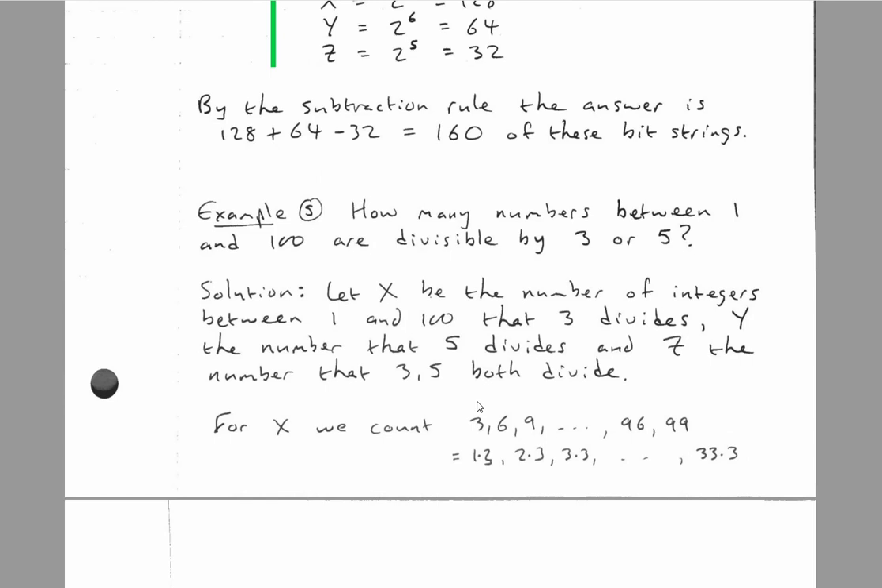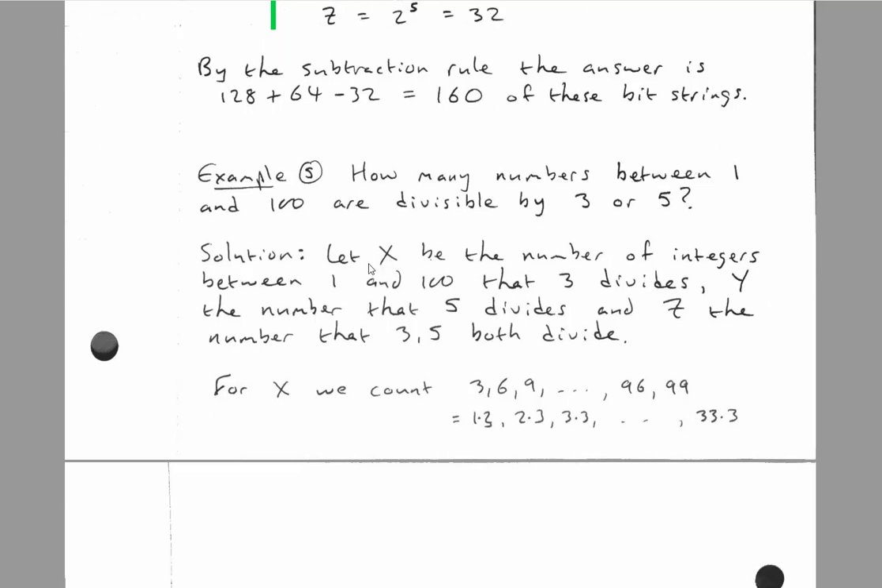Okay, example 5. How many numbers between 1 and 100 are divisible by 3 or 5? This is just another way of saying how many numbers between 1 and 100 does 3 divide or 5 divide. So trying to set it up the same way, we have these two conditions.